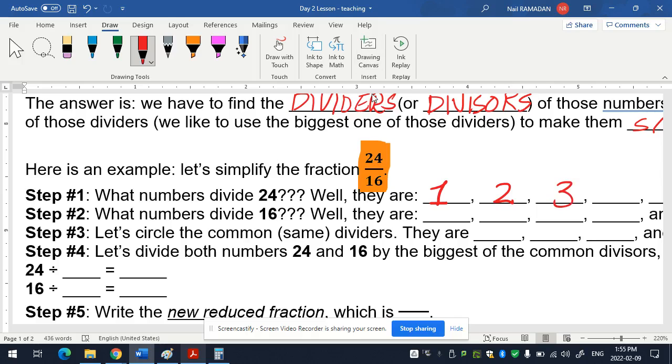Do you think 4 works? Does 24 divide 4? Again, you can try it. Everyone, what's 24 divided by 4? It gives you 6. So it doesn't give you a decimal. Great. So 4 works.